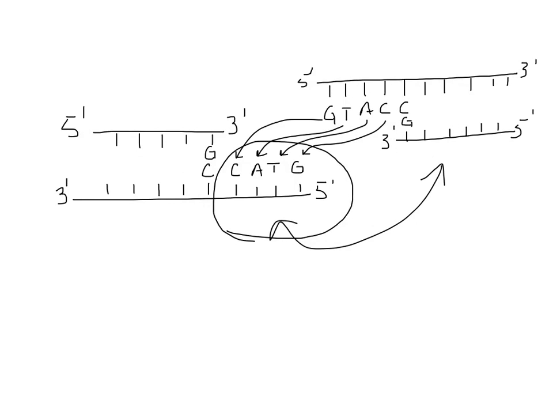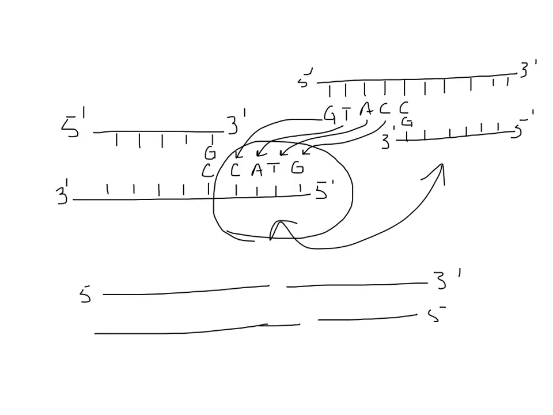to give rise to a single molecule of DNA. Now what you end up with is a little tiny gap between the bases, on the sugar phosphate backbone, that have to be resealed, and that's done by ligation.